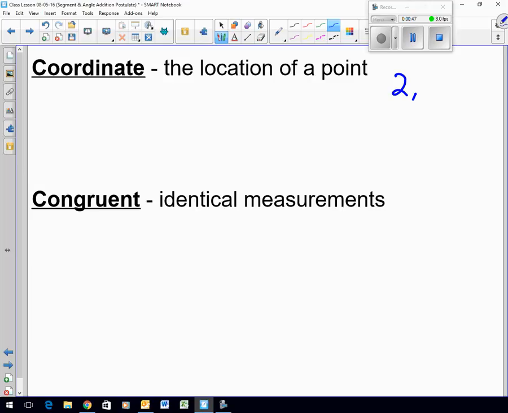I gave you the point 2, -3. I went on a coordinate plane. I go 2 to the right, 3 down. Keep in mind that this is written as X, Y. The first number tells me to go left or right. The second number tells me to go up or down.